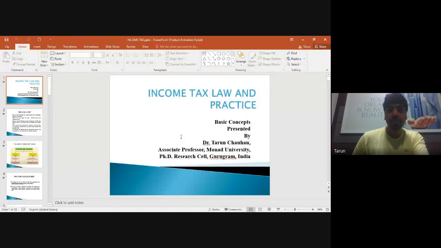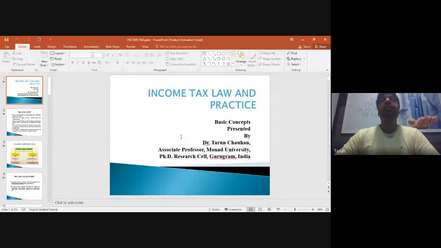Now we can start the session. BCOC 136 relates to income tax law and practice. Basically, income tax law and practice is categorized into four blocks: Block 1, Block 2, Block 3, and Block 4, right? And in every block there are 4 to 5 units. So from today's session I'm going to begin from Block 1, which has 4 units in it.